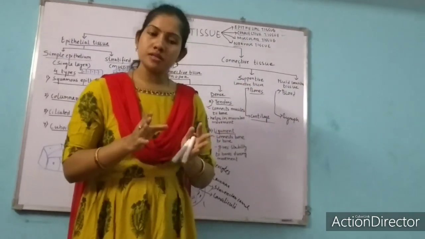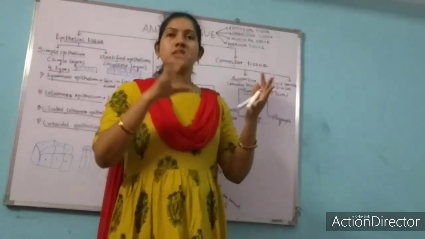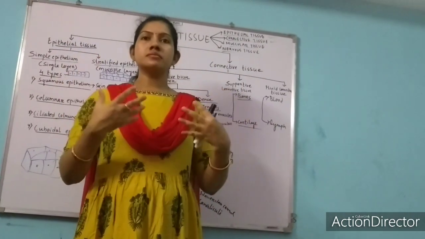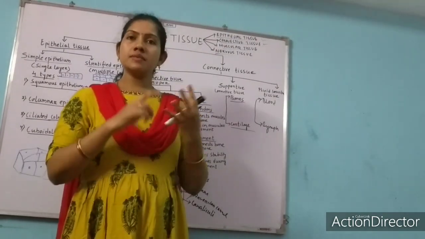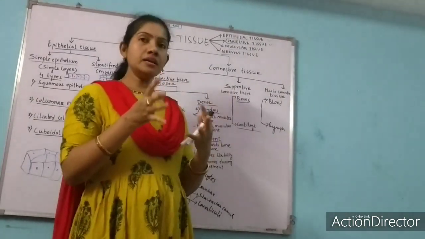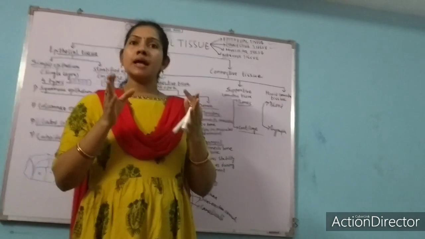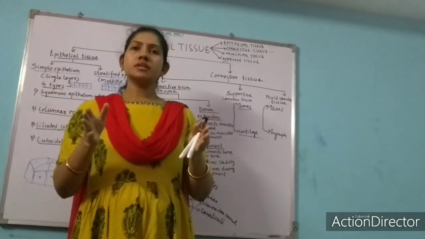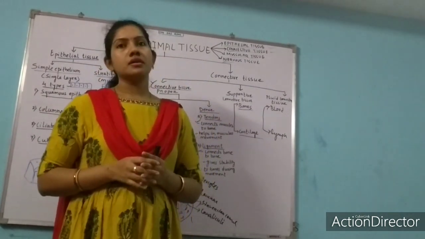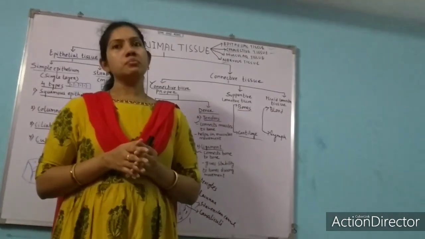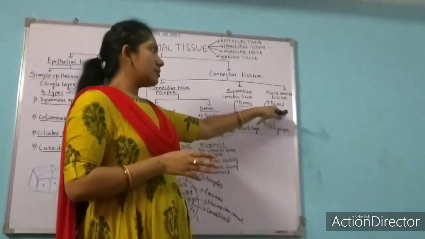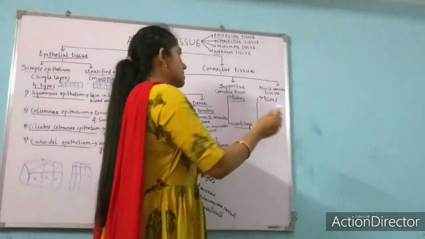Already we have discussed: RBC carries oxygen throughout our body, WBC gives protection to our body, and what? Platelets help in the clotting of blood. So these all are the things that are present in blood. Okay, so this is all about blood. Again, the next part is lymph.